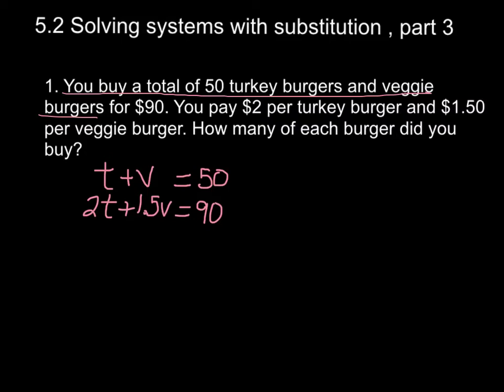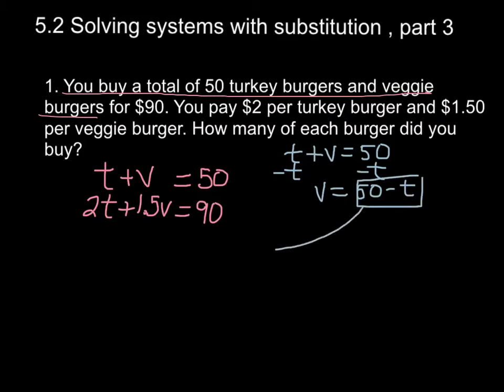Step 1, we have to solve a variable by itself. So I'm going to take T plus V equals 50, and I'm just going to solve for V. So if I solve for V, I'm going to subtract the T. That gives me V equals negative T plus 50, or you can write 50 minus T. I have the V by itself. So the V is equal to 50 minus T, so I plug it in. That gives me 2T plus 1.5 times V, which is 50 minus T, equals 90.